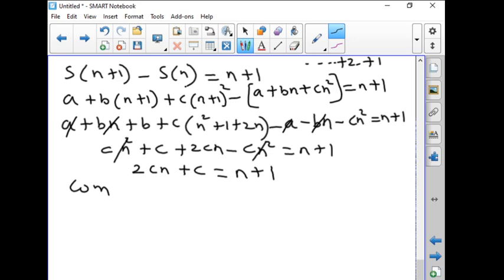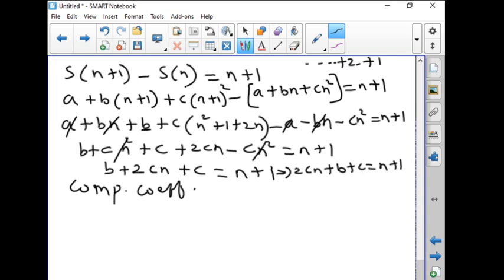Okay, b I have left. Is there a b? Okay, b also we are having. So this b I have left. Okay, comparing coefficients. Comparing the coefficients, what is this actually? 2cn plus b plus c is equal to n plus 1.